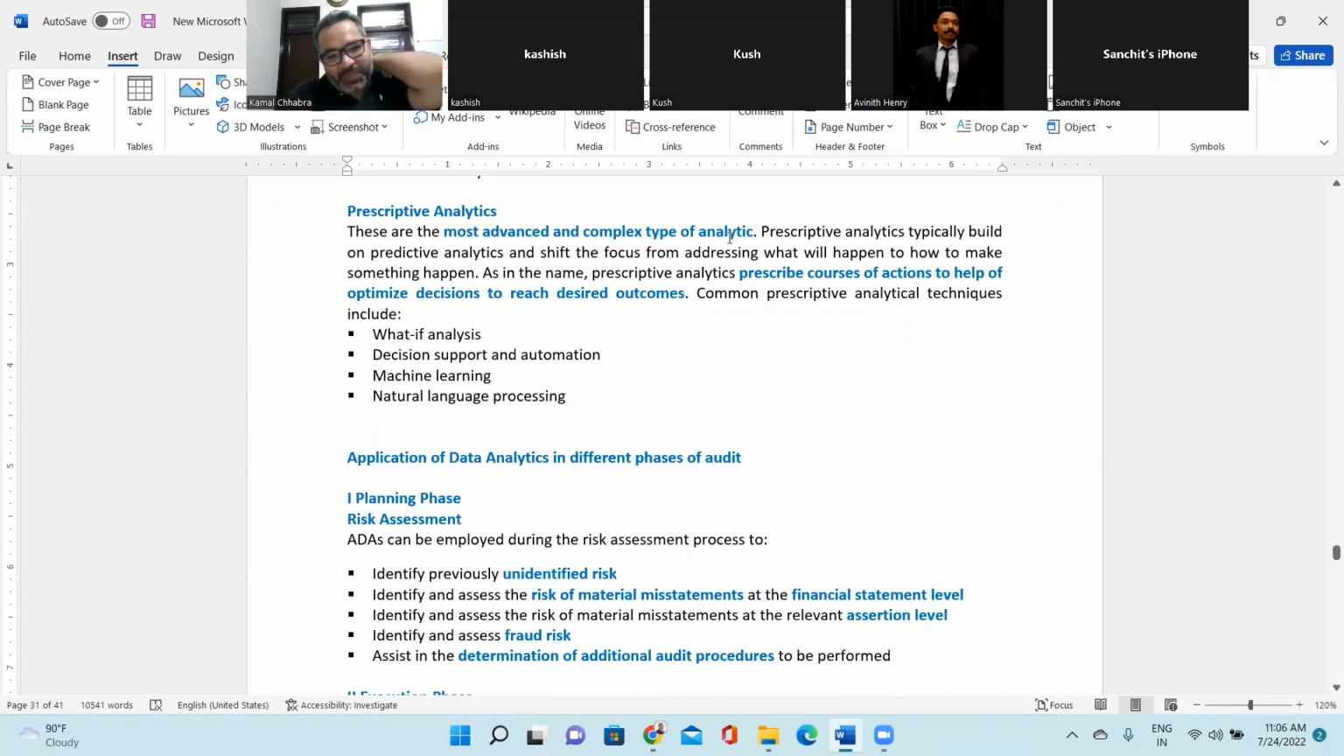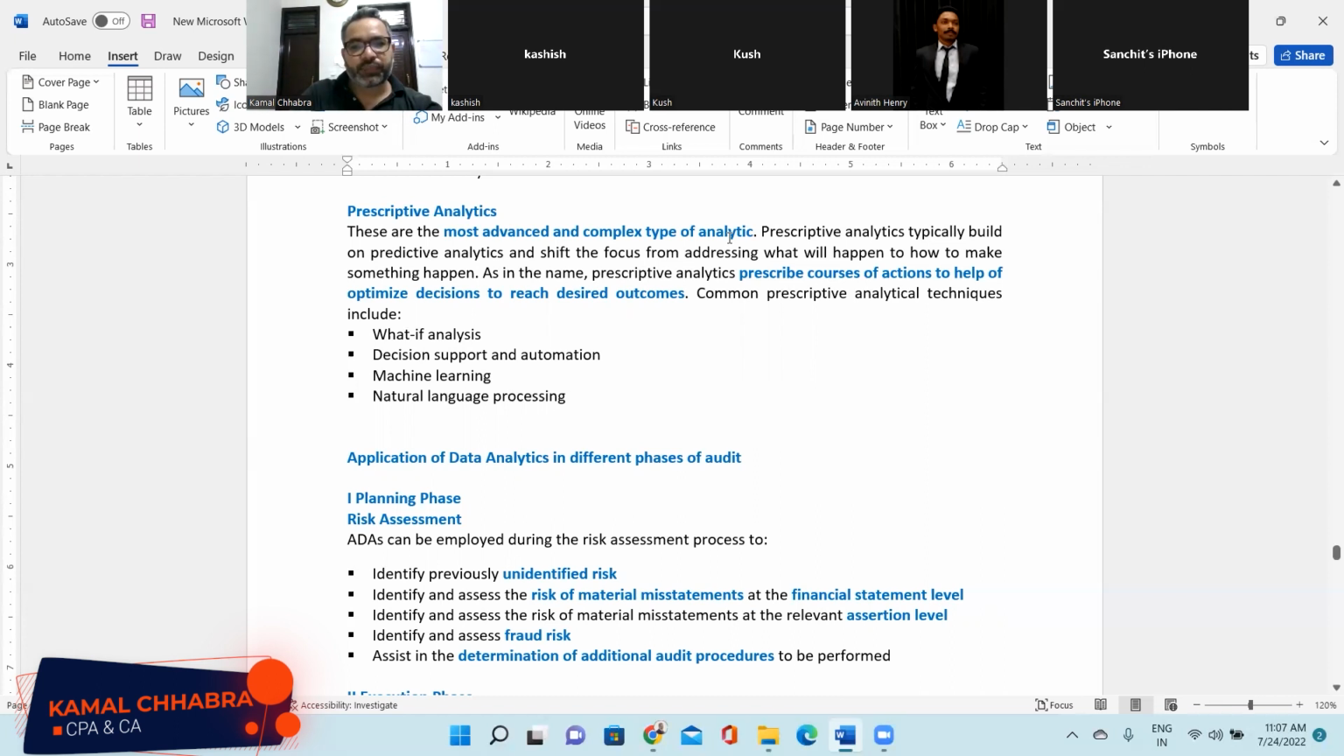Descriptive, predictive, and prescriptive. Prescriptive is a more complex and more detail-oriented analysis. These are the most advanced and complex type of analytics. Prescriptive analysis typically builds on predictive analysis, that means historical data, and shifts the focus from addressing what will happen in future to how to make something happen, right? So what is the difference from predictive analysis? Predictive analysis takes historical data and predicts the future, what could happen in future.